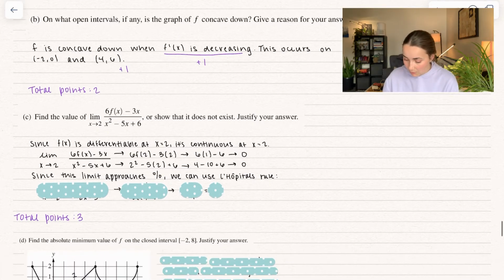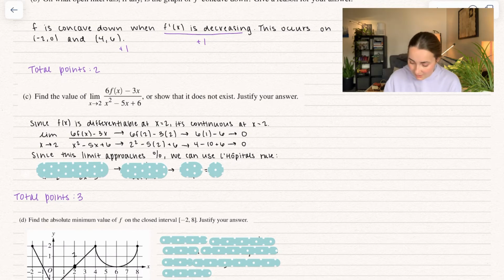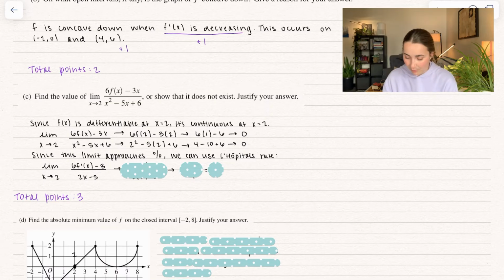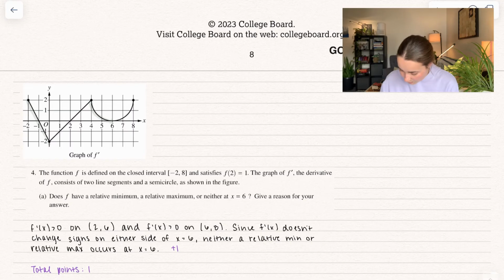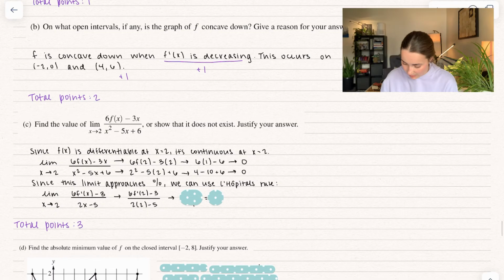Since it's indeterminate form, we can go ahead and use L'Hopital's rule. So let's evaluate that. We're going to take the derivative of the numerator. We get 6 times f prime of x minus 3. The derivative of the denominator is going to be 2x minus 5. So now let's plug in 2. We get 6 times f prime of 2 minus 3, divided by 2 times 2 minus 5. So let's find f prime of 2. F prime of 2 is going to give us a value of 0. So that's going to be super nice to plug in. We get 0 minus 3 is negative 3, divided by negative 1, which gives us positive 3.